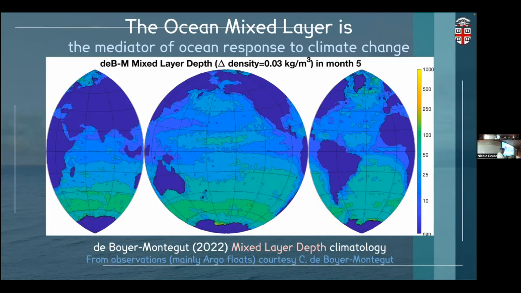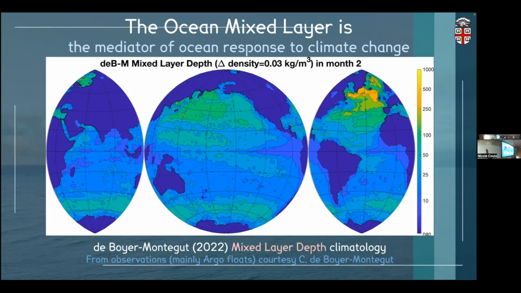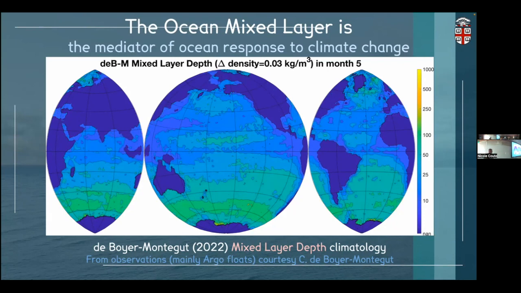And it's really the mediator of the ocean response to climate change. All those air-sea freshwater fluxes, air-sea heat fluxes, and air-sea momentum fluxes are going through the mixed layer first before they get into the deep ocean.